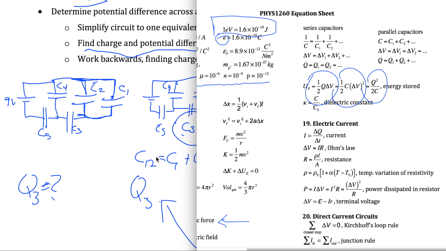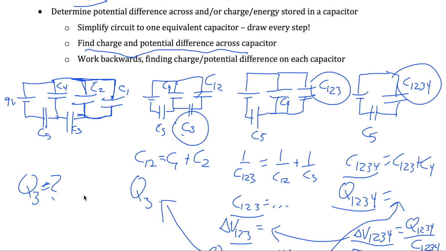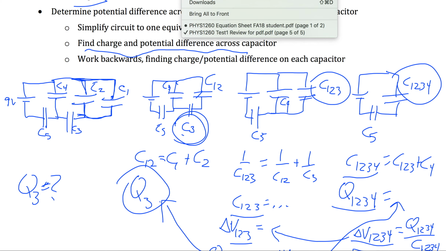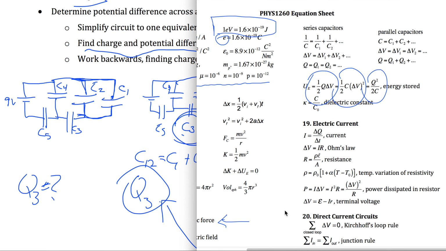So let's say that you were asked for the energy stored in C3. Well, you know what C3 is, you're given that value, you just found Q3. So then you would go here and you say, okay, what's an equation that has Q and C? It's this one, and then plug those numbers in here to get the energy stored.